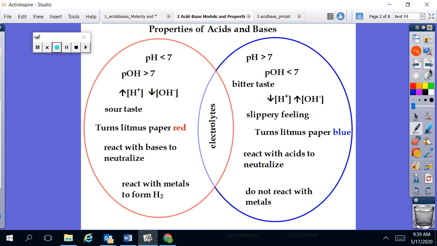They react with bases to neutralize. Remember our double replacement reactions from the chemical reactions unit. And they react with metals to form hydrogen gas.